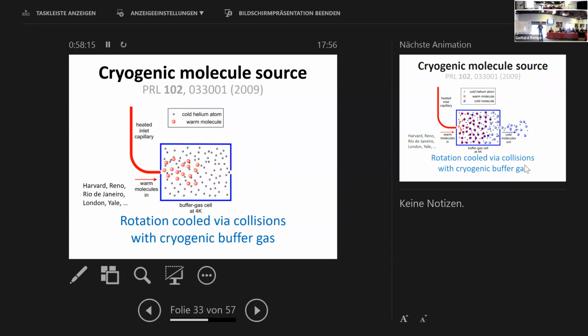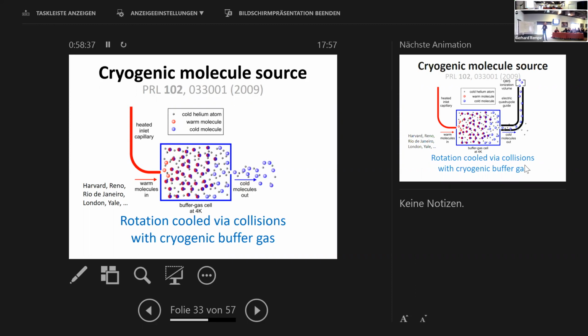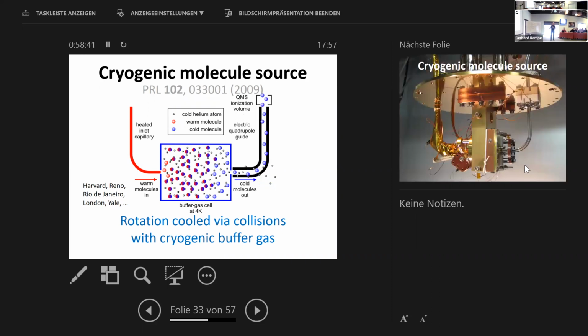The main advantage that I see for the buffer gas cell is that the rotational degrees of freedom of the molecules coming in are cooled by collisions with the cryogenic buffer gas. It's the internal state cooling that really helps. I'm going to show you some numbers. It's not the motion, it's the internal state. Then the molecules come out, at some point they get cold, and again we have these guides, and the guides lead to a mass spectrometer.